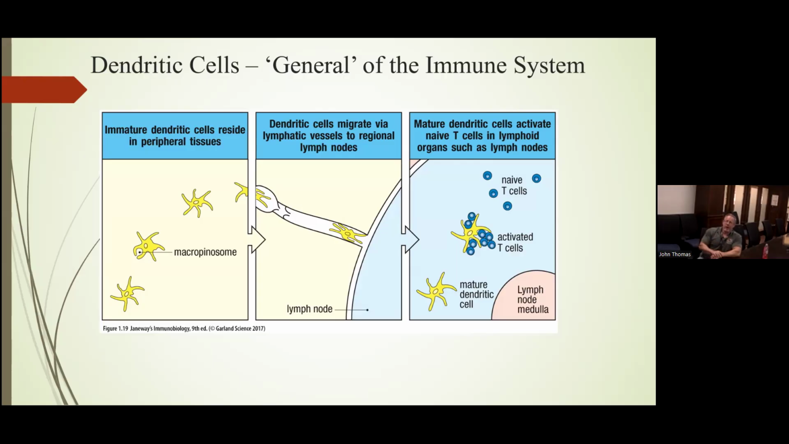From wherever in the body they are, they will travel back to the lymph node once they phagocytose the antigen, and then they can start to interact with T cells through antigen presentation, present the antigen to the T cells. This then leads to the activation of the T cell, leads to some changes in the dendritic cell, and you see the induction of the immune response.